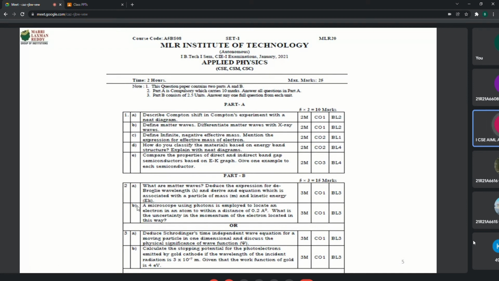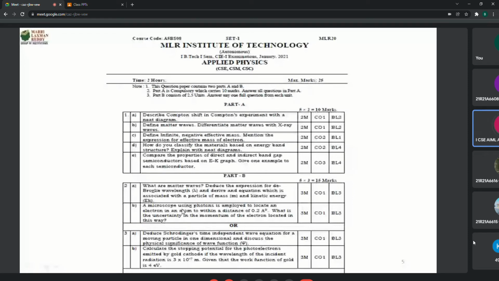It is nothing but two questions. Question number 2, with A and B as the sub-questions. If you have attempted 2A, you are going to get 3 marks if everything is correct. 2B also you have to attempt. Why? Because if A is attempted, B will also be taken for granted, meaning you have to write it.